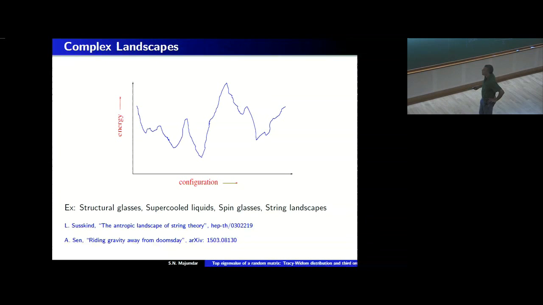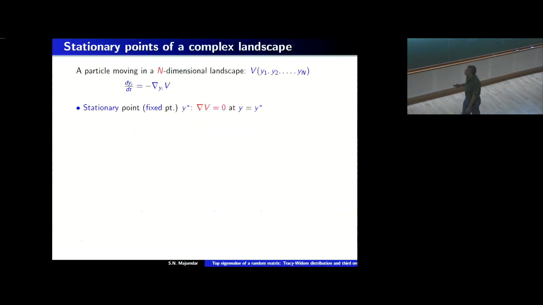And here also the metastability might have an interesting consequence: our universe might be invaded by another local minimum, creating a doomsday scenario, on which Ashoke Sen has written a very nice and illuminating article. So to understand the number of local minima and local maxima, or the number of saddle points, in a complex landscape is a very interesting problem. More generally, very simplistically, imagine a particle moving in a multidimensional potential by steepest descent dynamics. The particle will get stuck at stationary points, where grad V is zero.